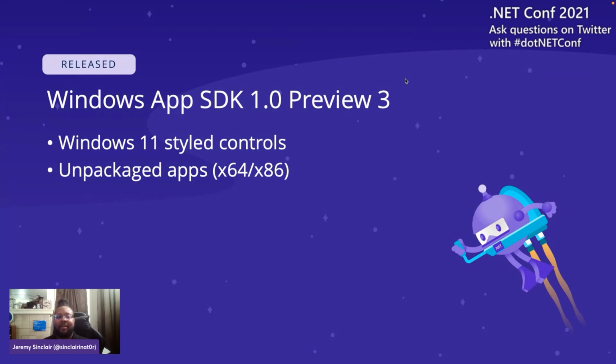So just, I think, last week, a few weeks ago, we were introduced to Windows App SDK Preview 3. This brought the Windows 11 style controls into the mix. And for now, there was a bug with ARM64, but you could actually run unpackaged apps on x64 and x86 with this.